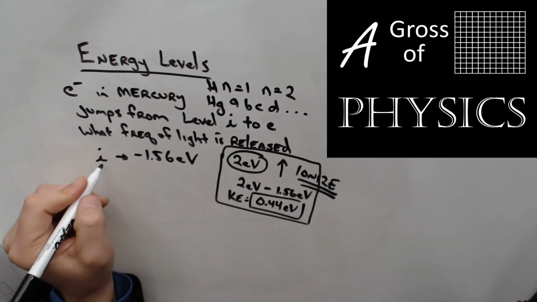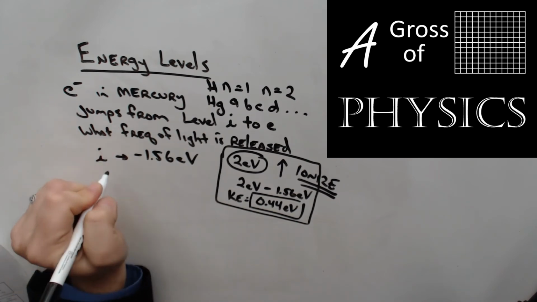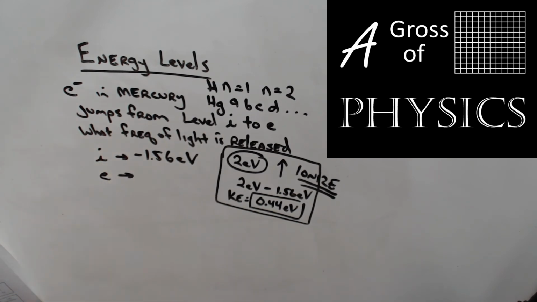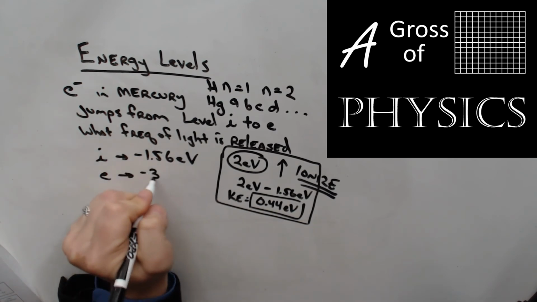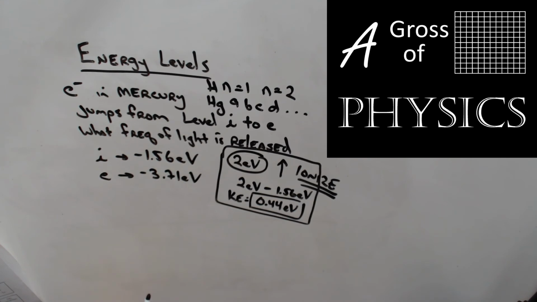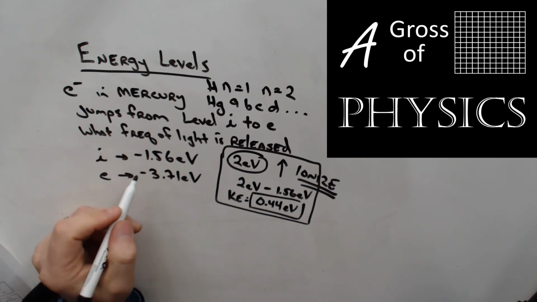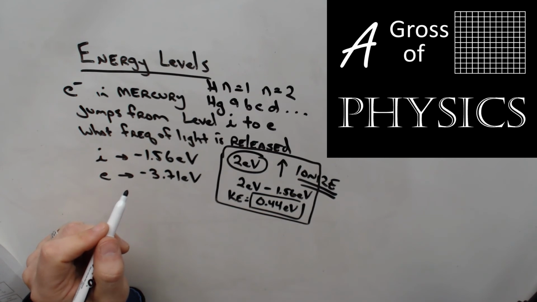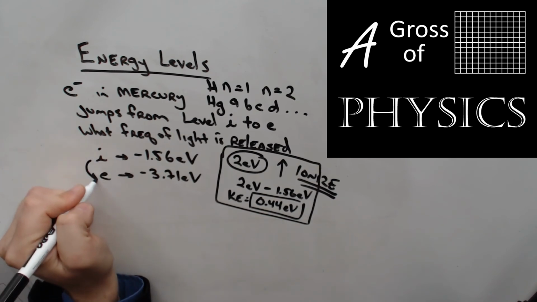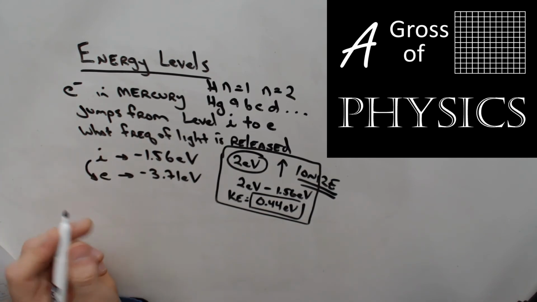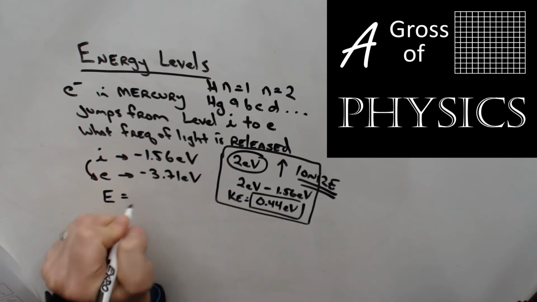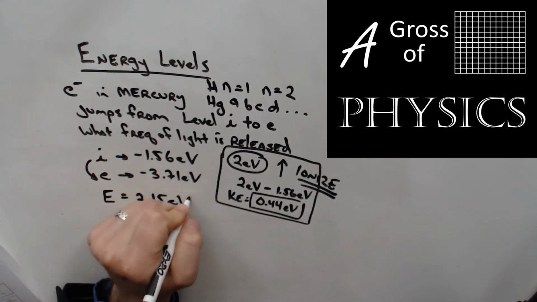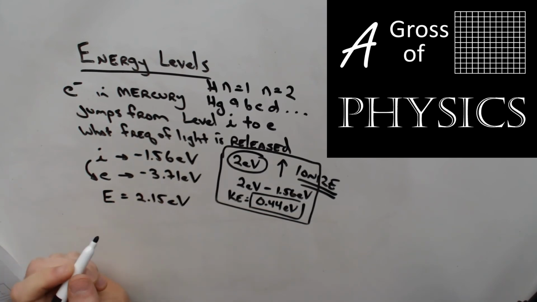But in our example, we have an electron in the I level, which is negative 1.56, and it's going to jump down to the E level, which according to the chart is negative 3.71 electron volts. Now I know they're both negative signs, and subtracting negatives can be confusing. But what I like to do is just use the absolute value, and I just find the difference between the two. So I'm going to do 3.71 minus 1.56. And I know that if I'm moving down in terms of energy levels, I'm going to be releasing energy. So the energy that's being released is 2.15 electron volts. That's the difference between these two.